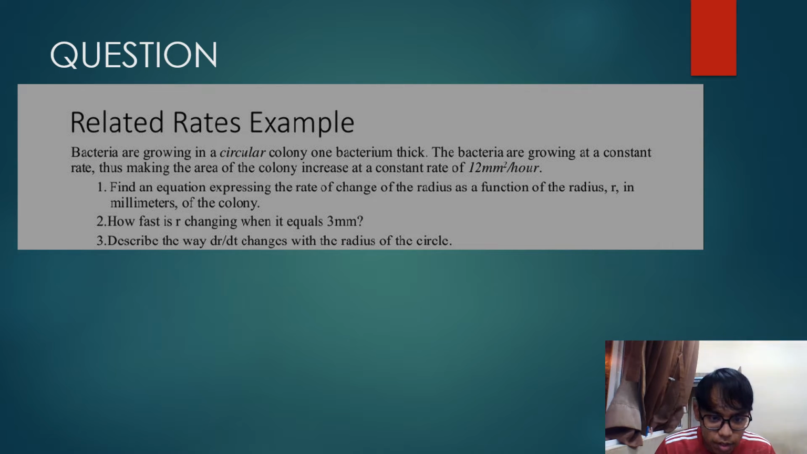Question 1. Find an equation expressing the rate of change of the radius as a function of the radius r. From that line also, we can conclude that question 1 wants us to find dr over dt. Question 2. How fast is r changing when r is 3 millimeters? Question 3. Describe the way dr over dt changes with the radius of the circle.